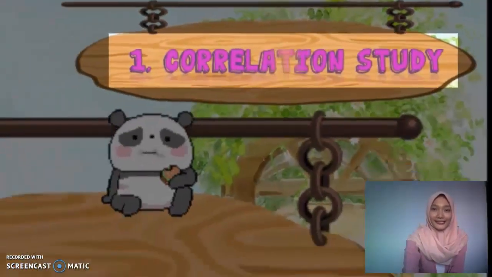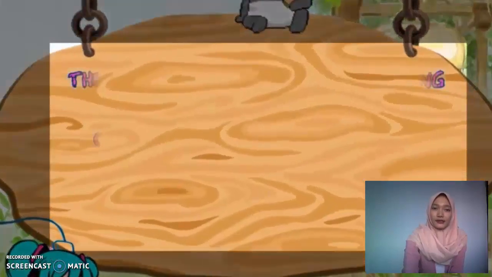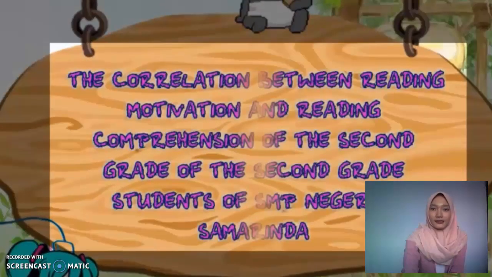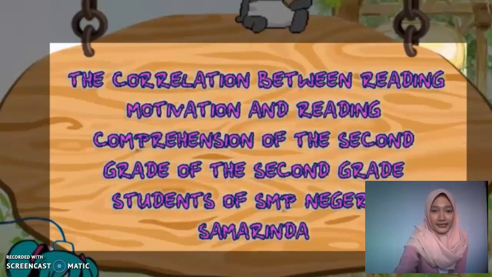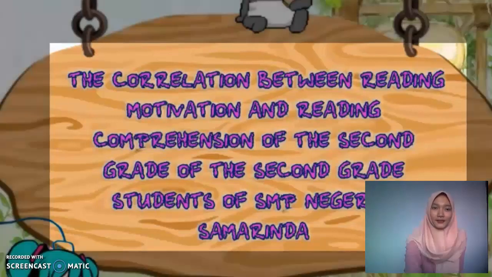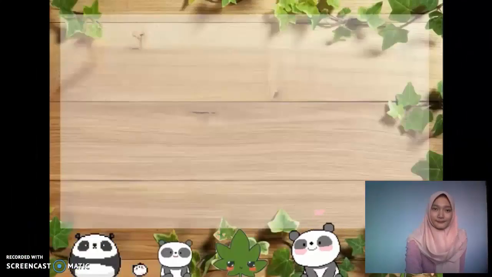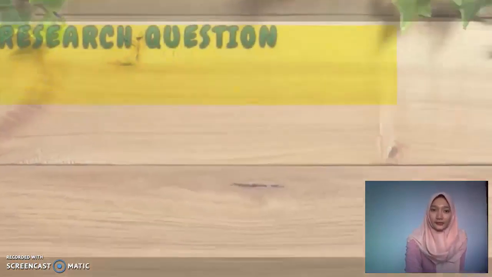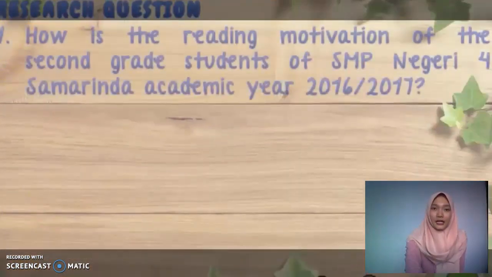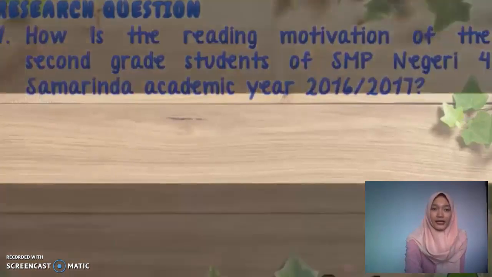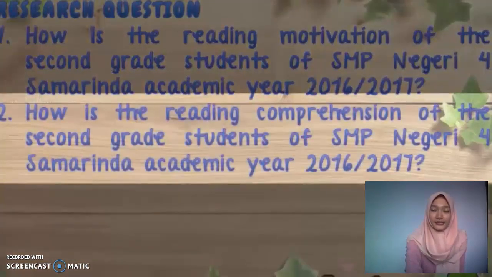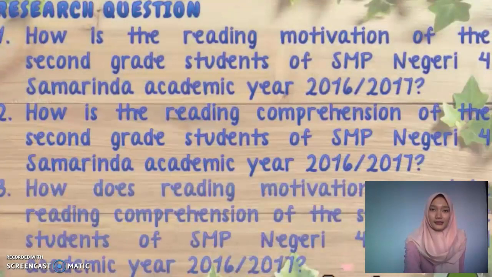It's correlation study. The topic is about the correlation between reading motivation and reading comprehension of the second grade students of SMP Negeri 4 Samarinda. This is the research question. The first is how is the reading motivation, the second is how is the reading comprehension, and the third is how is the correlation between reading motivation and reading comprehension.